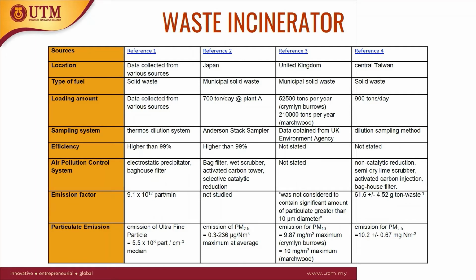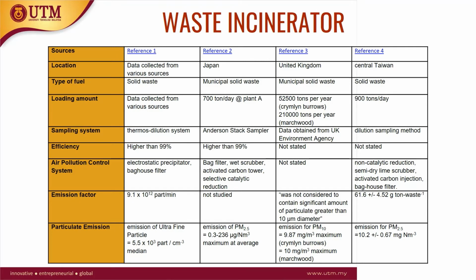And for the second reference, the location is Japan, type of fuel is municipal solid waste, and the loading amount is 700 tons per day at plant A. Sampling system used is Andersen stack sampler. The efficiency is higher than 99%. Air pollution control systems used are bag filter, wet scrubber, activated carbon tower, and selective catalytic reduction. Emission factor is not stated in this paper. And the last one is particulate emission. Emission of particulate matter 2.5 equals 0.3 to 236 micrograms per normal meter cubed, maximum and average. So next, I will pass to Muhammad Zulfadhli.